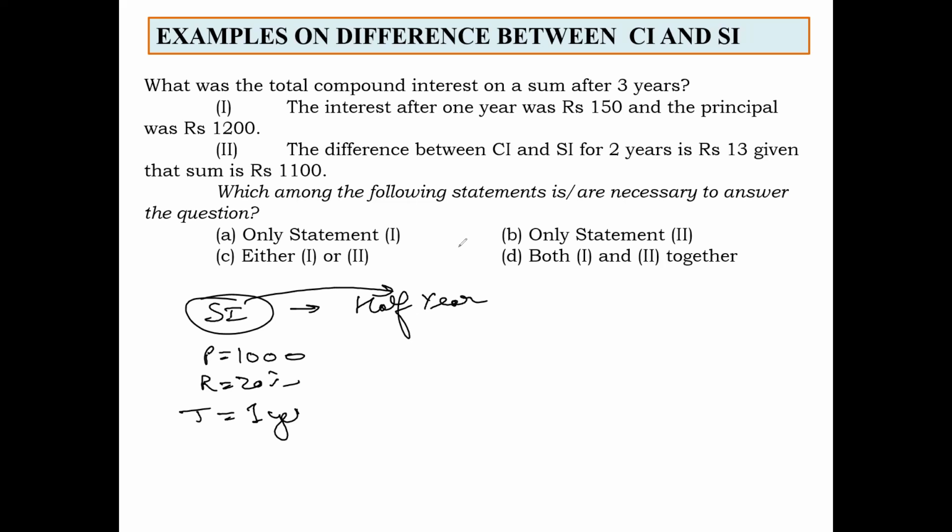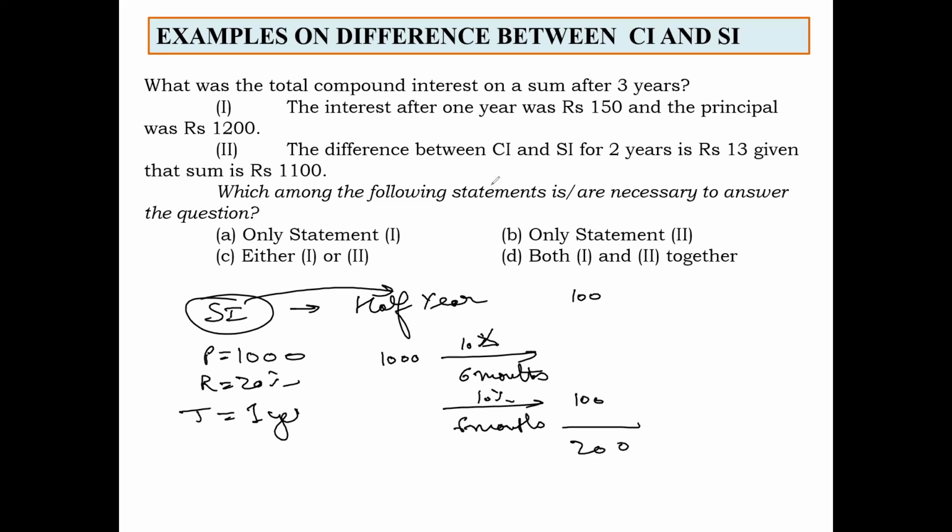Okay. Let's see. 1,000 rupees. For the first 6 months, what will be the interest? 10%, because for 6 months the rate will be 20 by 2, which is 10. So interest will be 100 rupees. What happens for the next 6 months? In simple interest, we calculate interest on principal. So again, 10% of 1,000, so another 100 rupees. So what is the total interest? It will still remain 200 rupees.